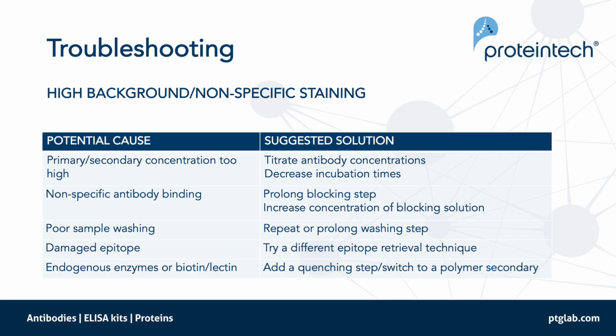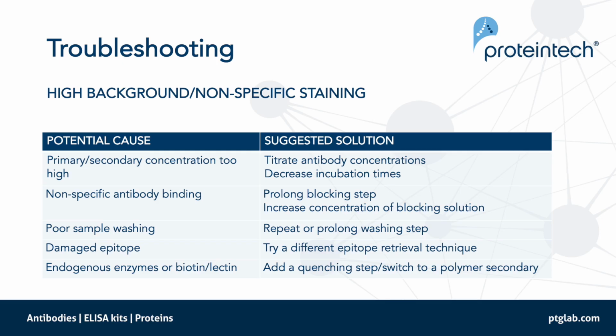So prolong your blocking step and also increase your concentration of blocking solution. It might also be worth adding a permeabilization agent here, just in case your antibody isn't fully permeabilizing into the tissue and therefore causing high background. It could be that you have poor sample washing, so repeat or prolong your washing step and make sure you're using good sample washing technique.